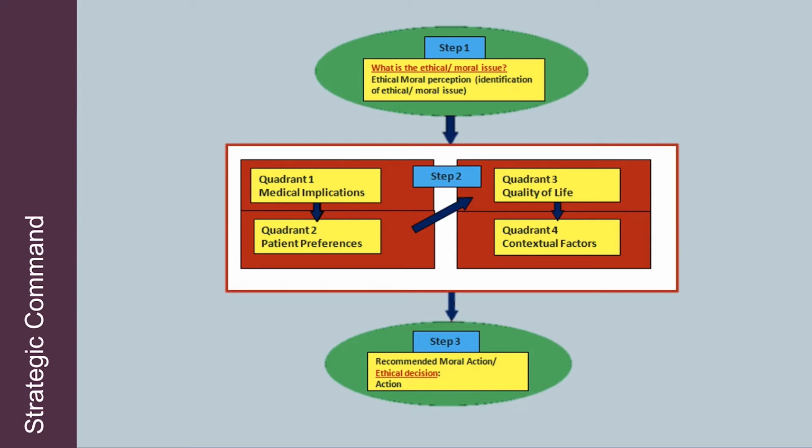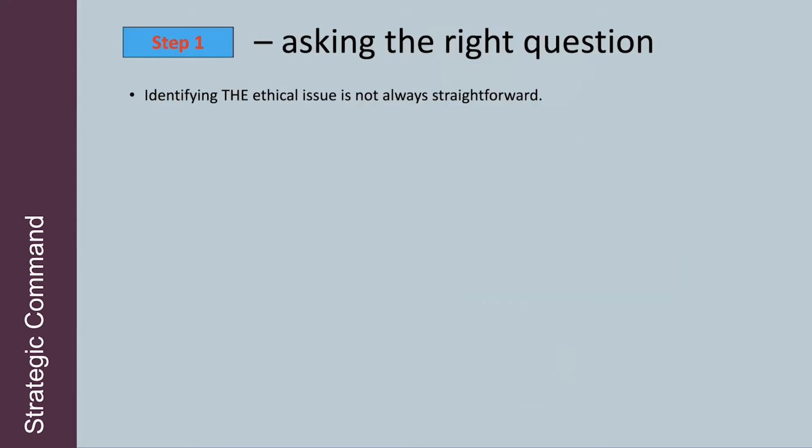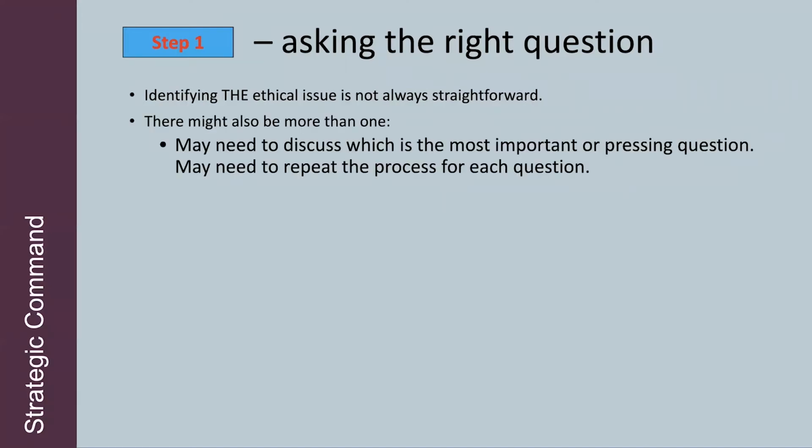Okay. So step 1 then is about asking the right question. It's worth starting the discussion by agreeing the ethical issue which you're going to discuss. The 4 quadrants approach advocates a one-at-a-time approach. This is because there may be more than one dilemma worth discussing in a complex ethical situation, as the slide says.